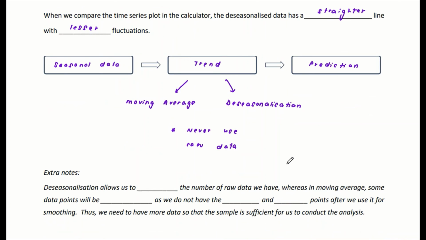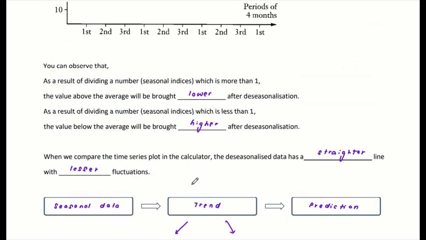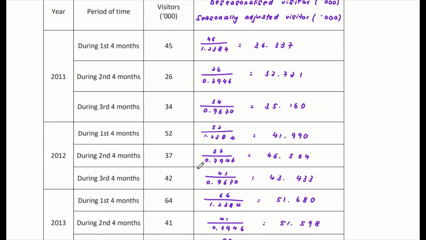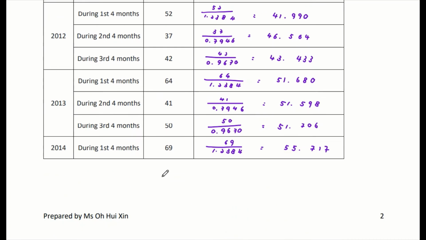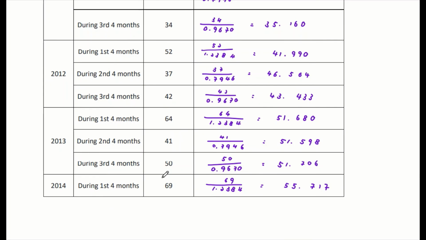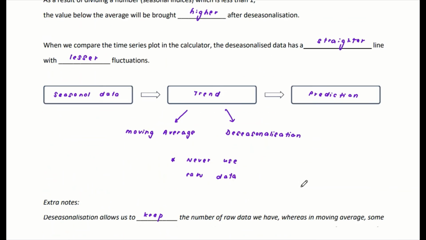All right, last part before we end here. Just to let you know the difference between these two. Deseasonalization has a little bit of advantage, which is that it allows us to keep the number of raw data that we have. After you do deseasonalization, previously the raw data had 10 data points, and after you carry out deseasonalization, it's going to be 10 data points as well. So the number of data points is not reduced.